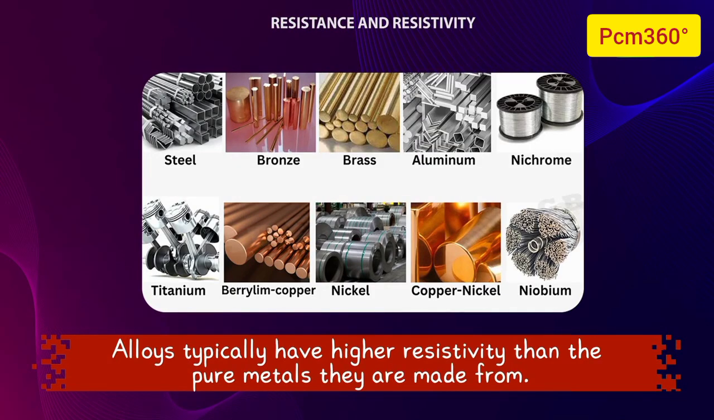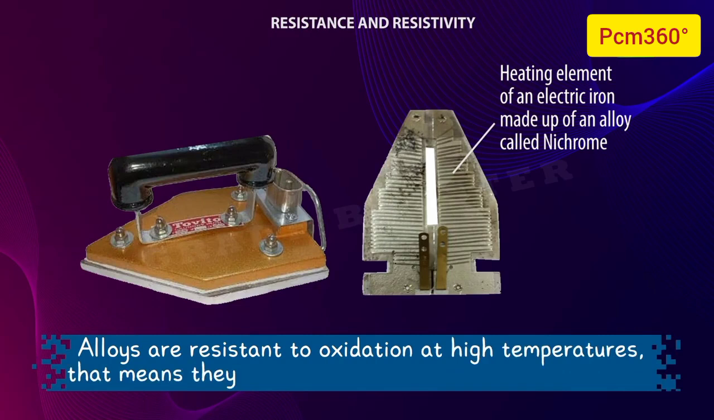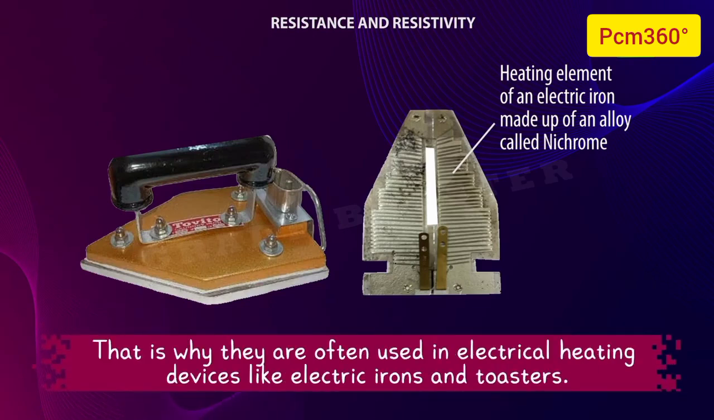If alloys have more resistivity, then why are they still used in electrical devices? Alloys are resistant to oxidation at high temperatures. That means they do not burn even at high temperatures. That is why they are often used in electrical heating devices like electric irons and toasters.